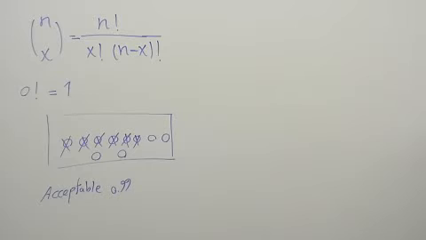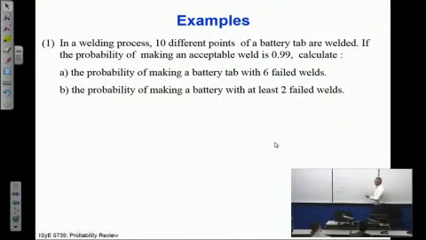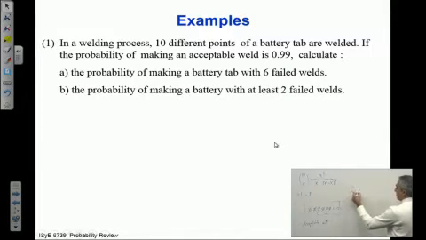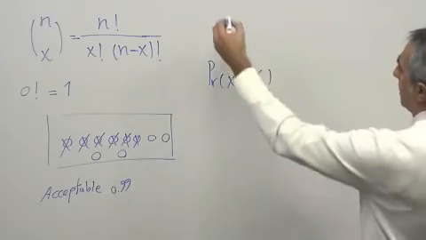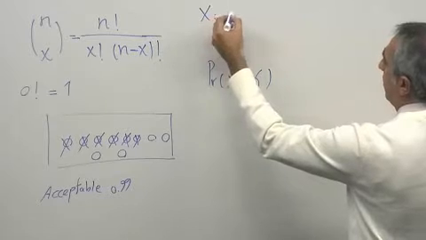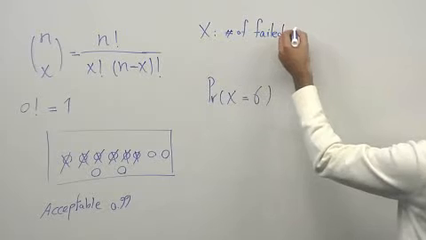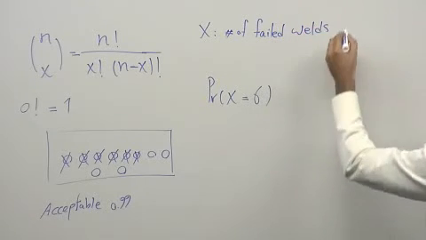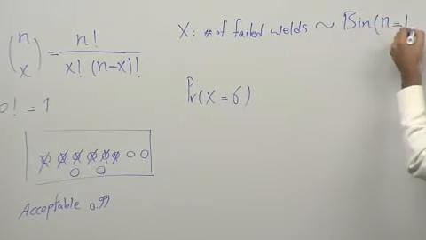So what is this distribution? It's binomial, because each weld point is either conforming or non-conforming, a failure or a good weld. So we want to find the probability of x equal to 6, where x is the number of failed welds, which follows a binomial distribution with n equal to 10.